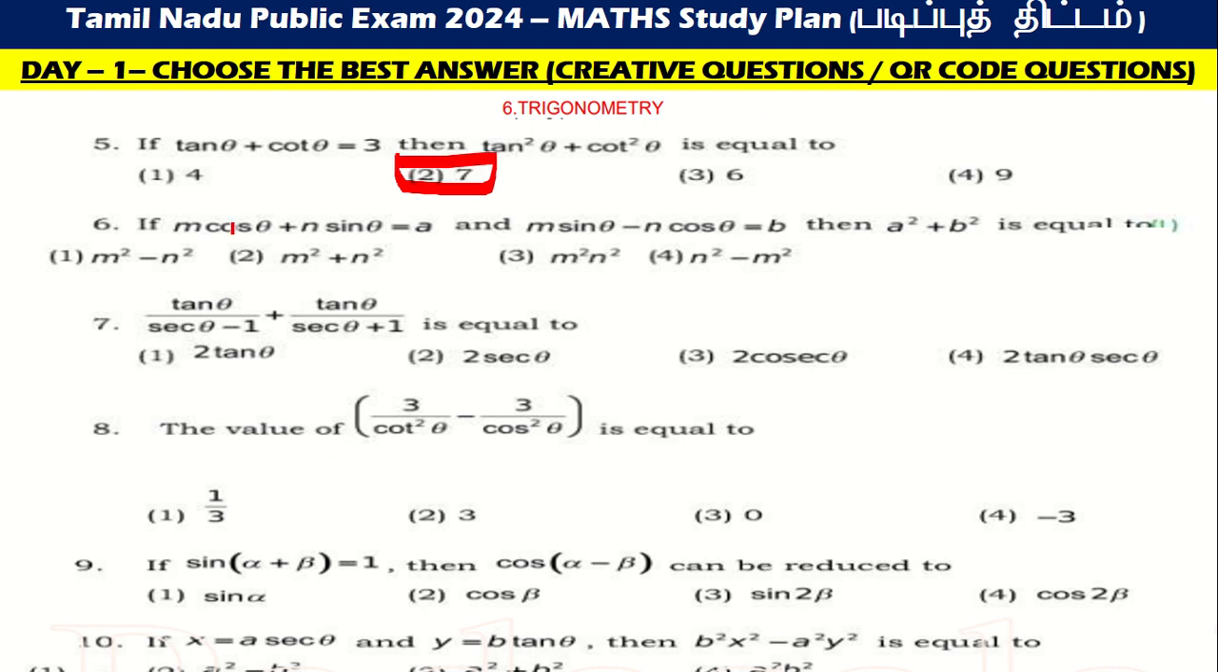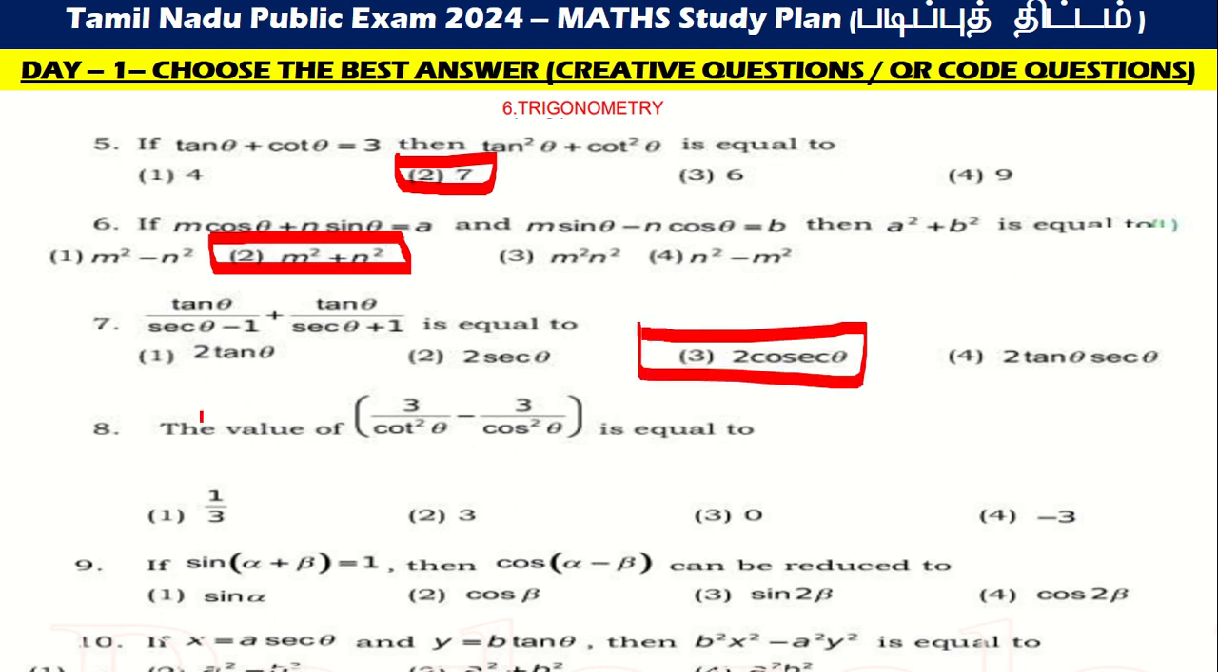7. Then if m cos theta plus n sin theta is equal to a, and m sin theta minus n cos theta is equal to b, then a square plus b square is equal to, which means your answer is B. Tan theta by secant theta minus 1 plus tan theta by secant theta plus 1 is equal to 2 cosecant theta. The value of 3 by cot square theta minus 3 by cos square theta is equal to, which means we'll go for the D option.